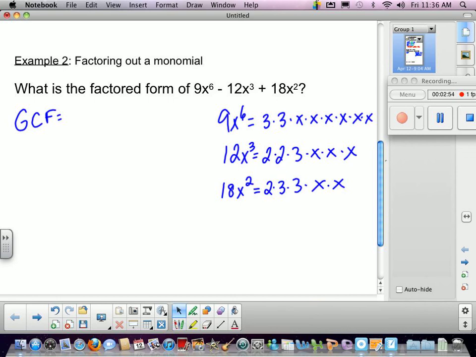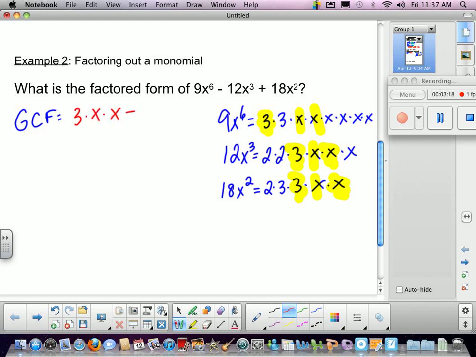And so if we highlight the common factors, we've got a 3, an x, and another x. So the greatest common factor is going to be 3 times x times x, which would be 3x squared. So there's two ways we can think about this.